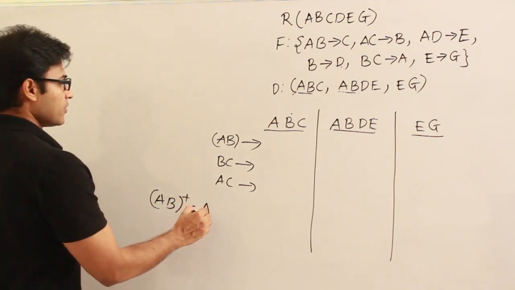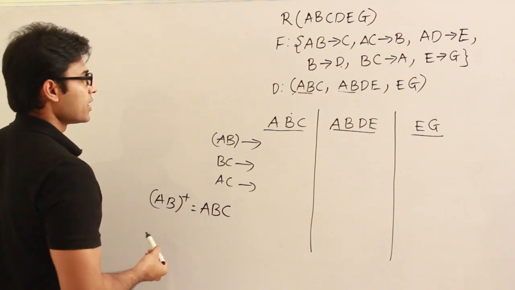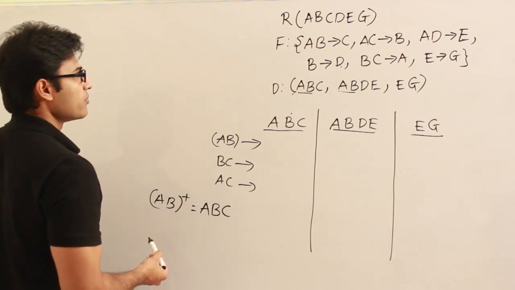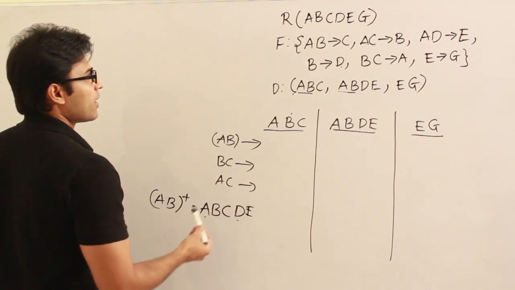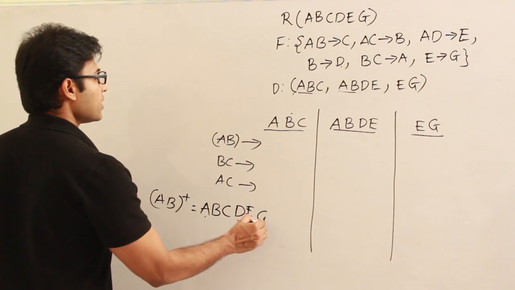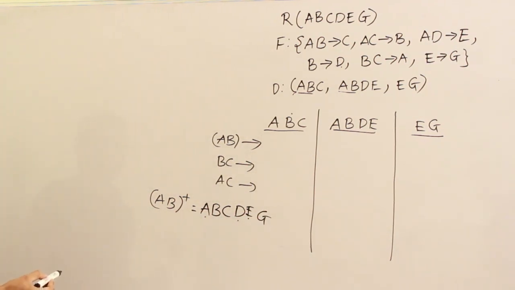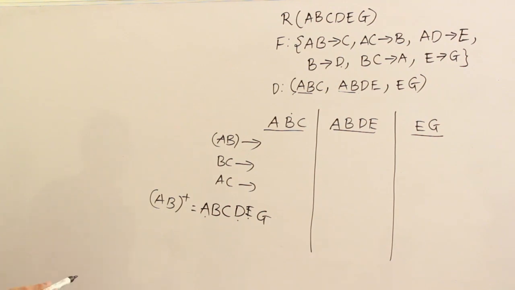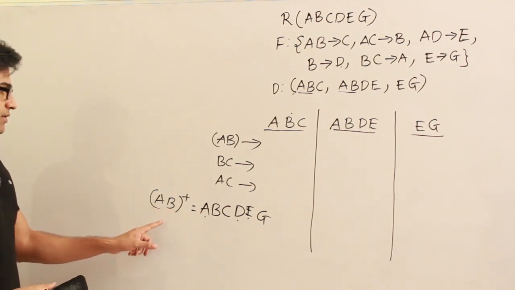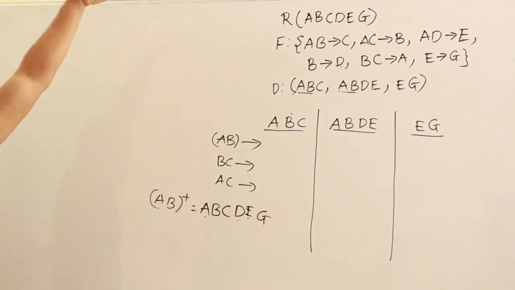AB plus, I get AB first, and because of AB I got C, and because of AC I get B, and AD I don't have. Because of B I get D, and because of AD I get E, and because of E I get G. I got everything, right? So AB is in effect a key for the table because AB is able to determine everything. And moreover, it will be even a candidate key because neither A plus nor B plus is able to determine everything. Therefore, it is a candidate key for the entire table, that one big table, right?